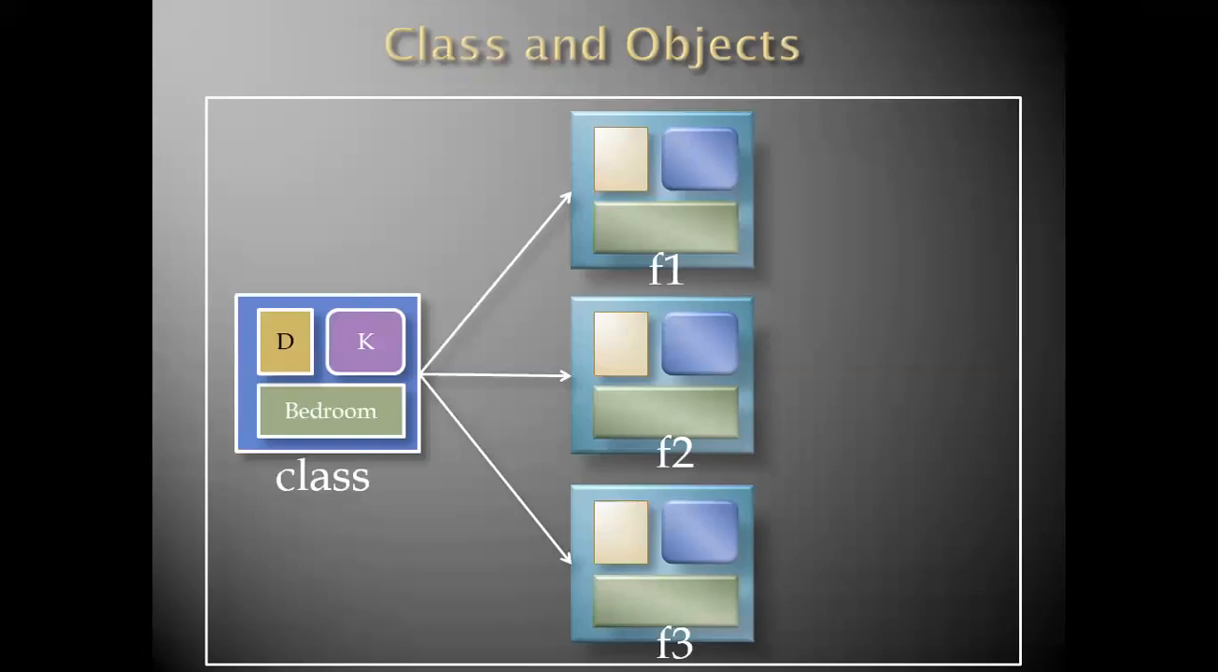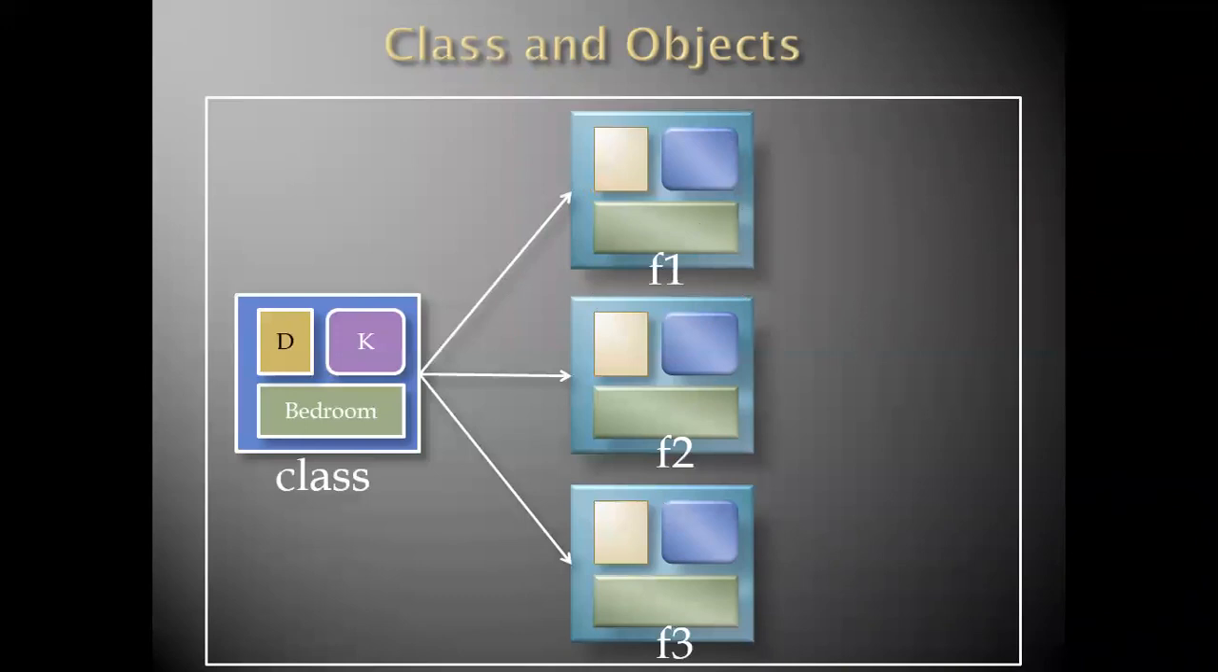We understand that each of the objects of the class will have a separate copy of these variables or these fields. F1 will have a kitchen, likewise F2 will have a kitchen, likewise F3 will have a kitchen. So they don't share this one. Whenever we create an object, or create a house, each of them is going to have one copy of this.